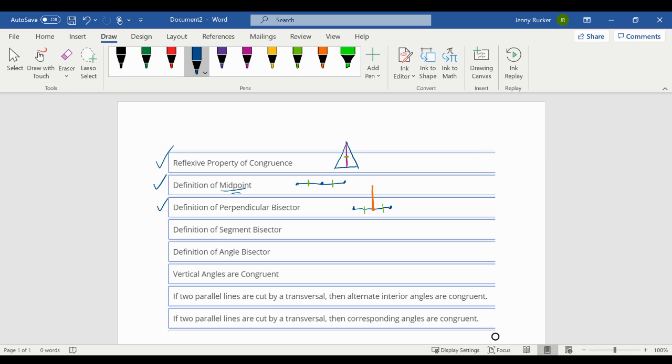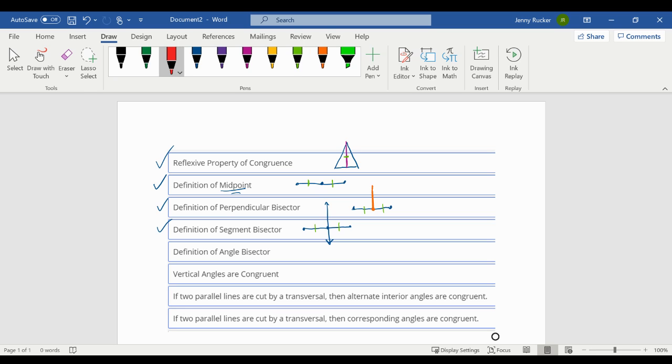Definition of segment bisector can also be used to show that two segments are congruent. If we have a segment bisector, and it could be a line, a ray, or a segment that is bisecting the other segment, we know that it is breaking it into two congruent parts. So again, we can conclude that these two segments are congruent.